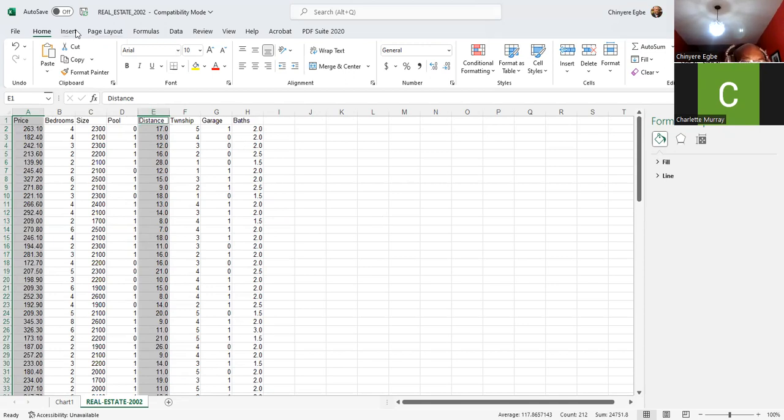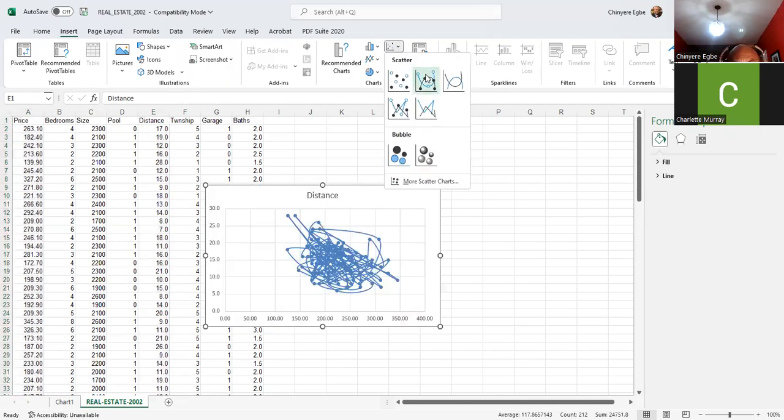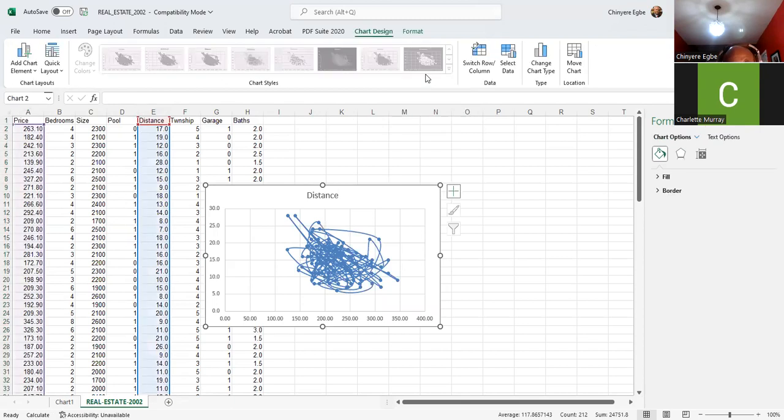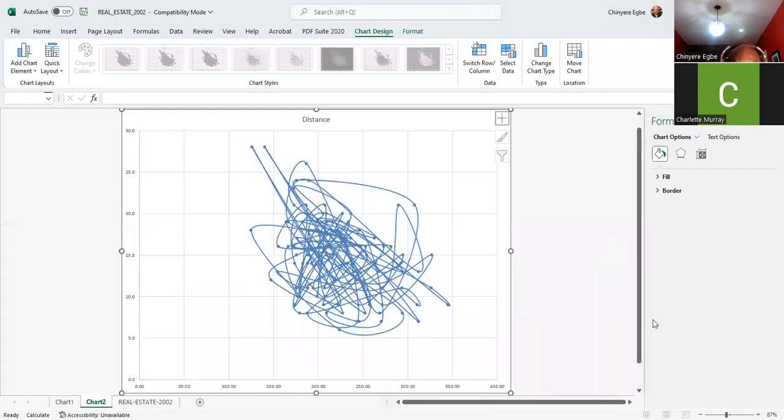Okay, so let's see what happens. You insert, you do the scatter. What do you see? Oh, it's going negative. Okay, it's going negative. So what we see is that houses that are further from the city, as you go further away from the city, the price of the houses drops. You get that? Okay.